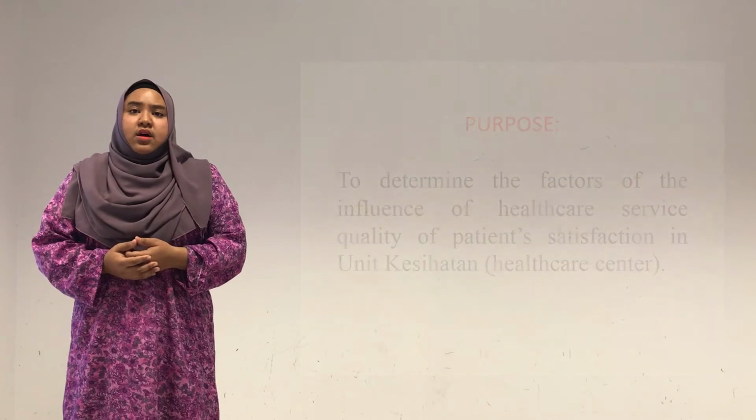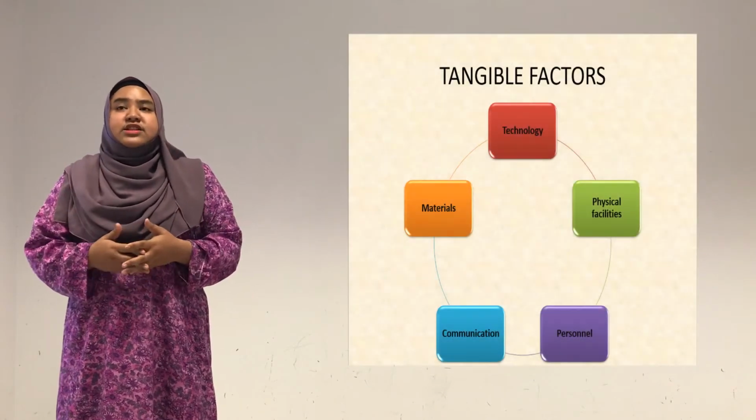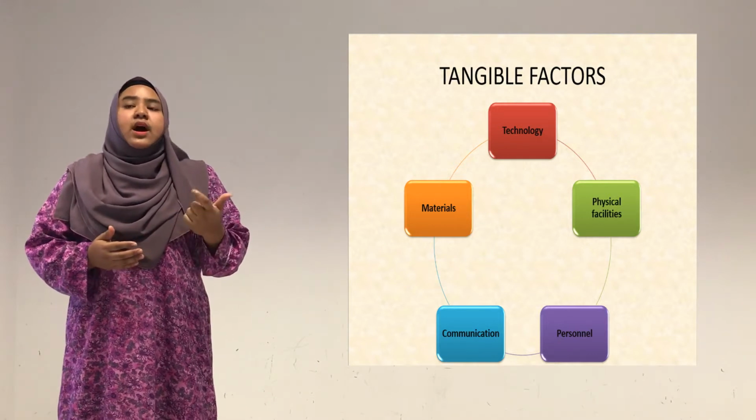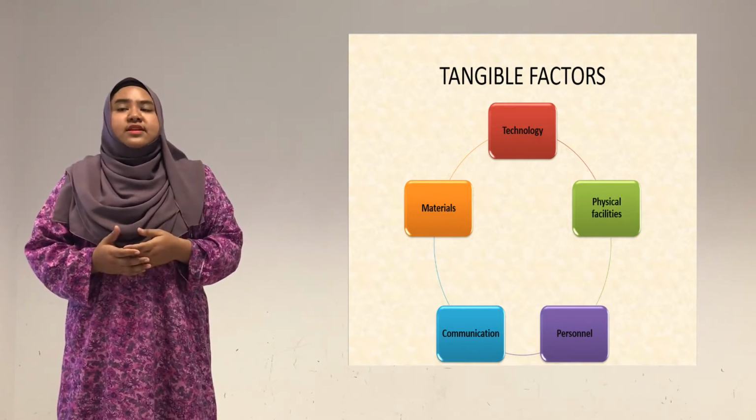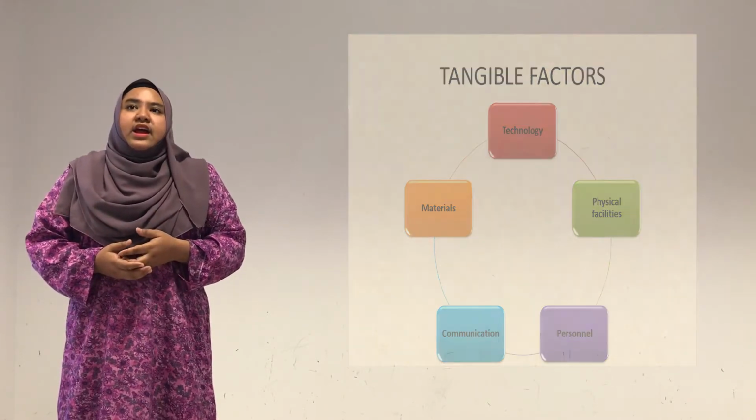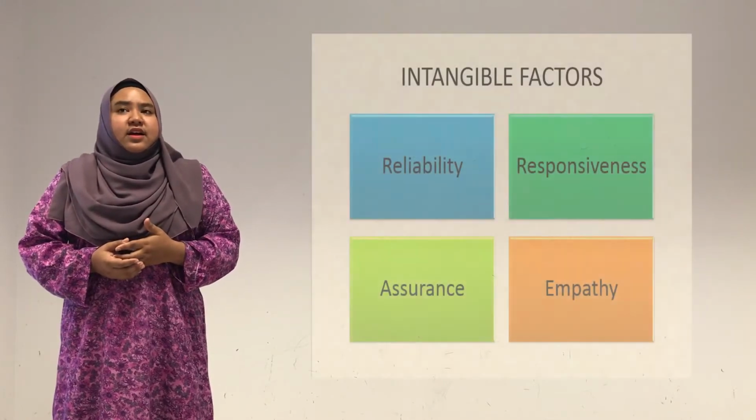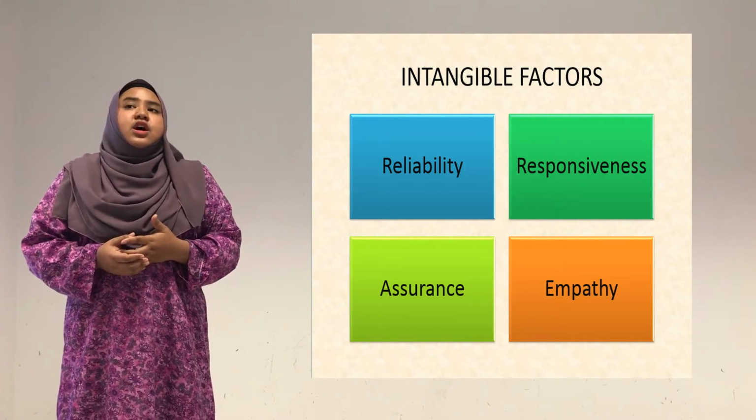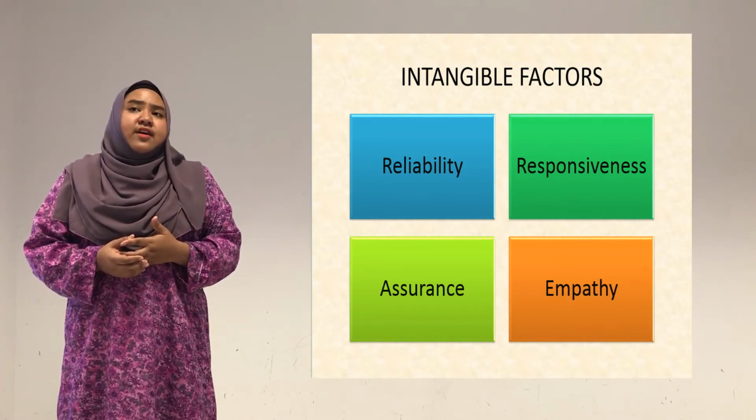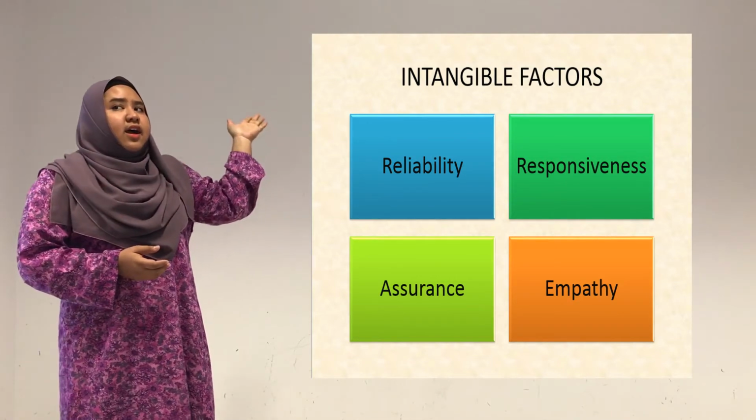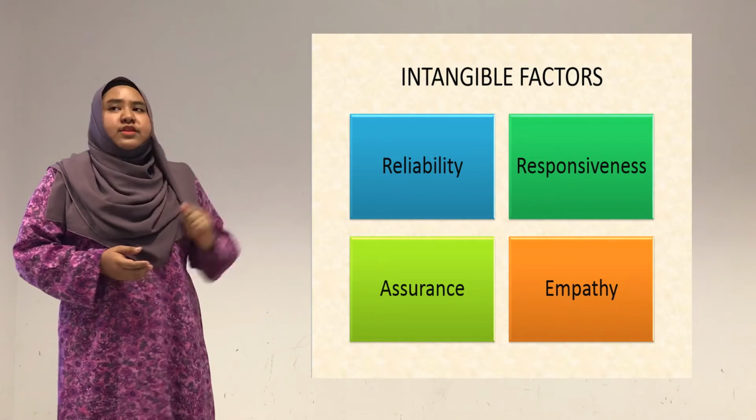Okay, in Chapter 1, there are tangible factors. There are 5 tangible factors, which are technology, materials, physical facilities, personnel, and also communications. The next slide is about intangible factors, which are reliability, assurance, empathy, and also responsiveness.